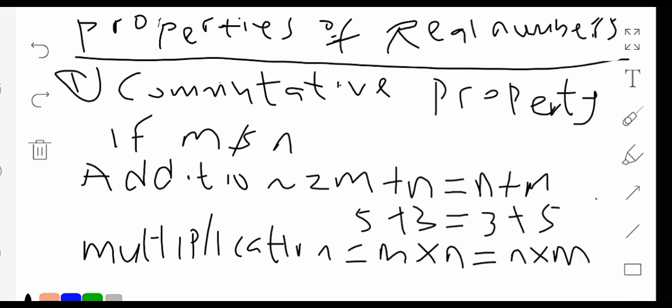So that's one of the properties. m times n will give us n times m. That is to say, 5 times 3 is the same thing as 3 times 5, which is 15. So that's that about the commutative property of real numbers.